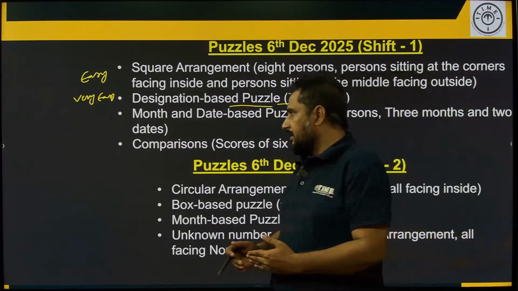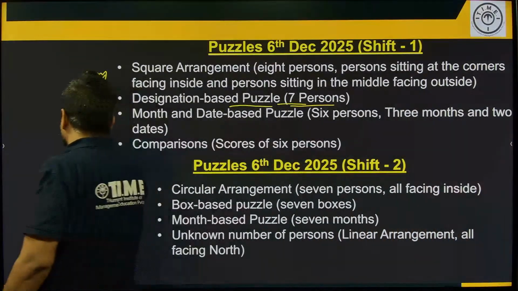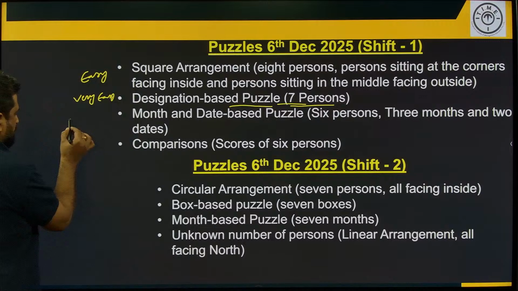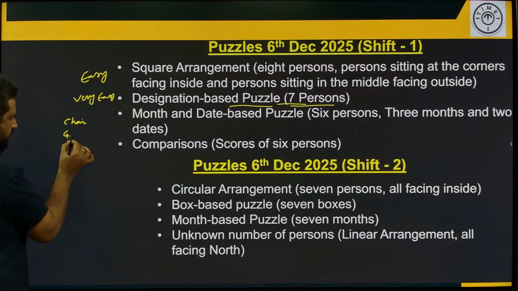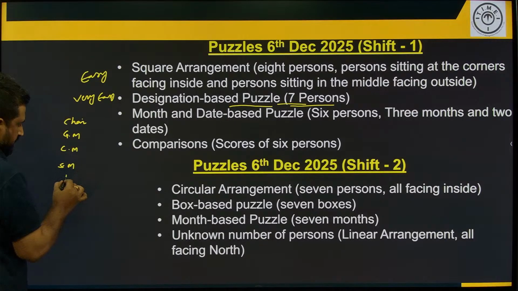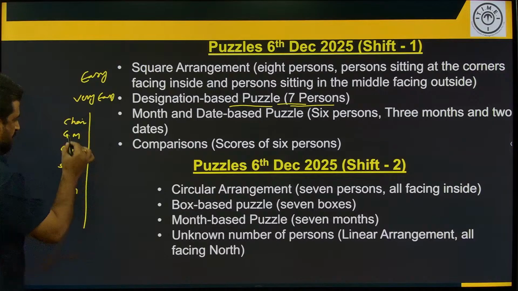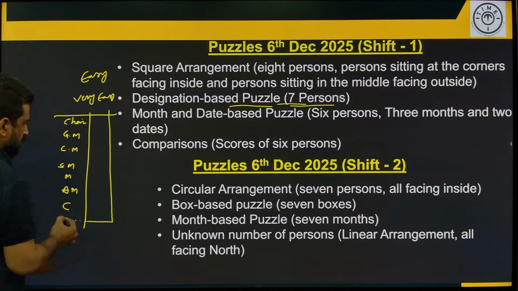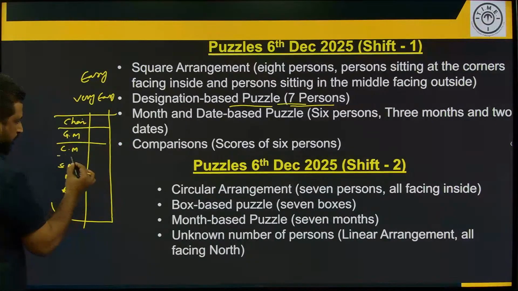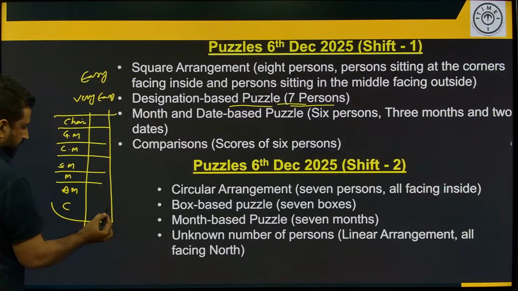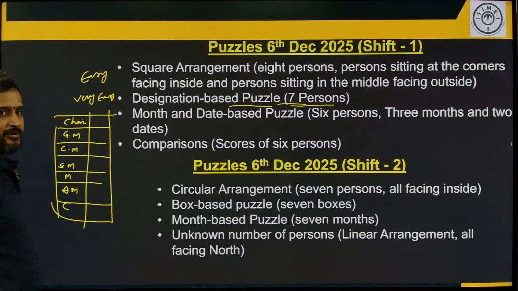In that case, instead of taking the persons, you have to freeze the designations like a chairman, a general manager, a chief manager, a senior manager, a manager, assistant manager, and clerk. Fix the designations and try to distribute the persons. Before going to the exam, if you know this, it will be very easy to solve.